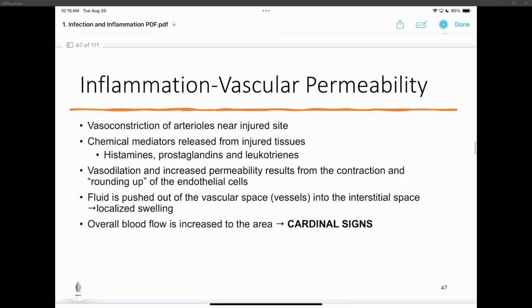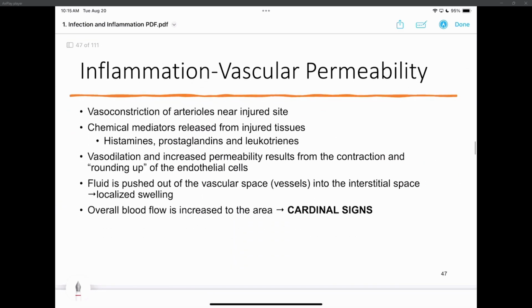So the first step, vascular permeability. Why is this important? We need the healing factors to get out of the vessel. By having increased vascular permeability, it allows those bigger molecules, the neutrophils, the macrophages, red blood cells, to get through the vascular wall into the area where the damage is.